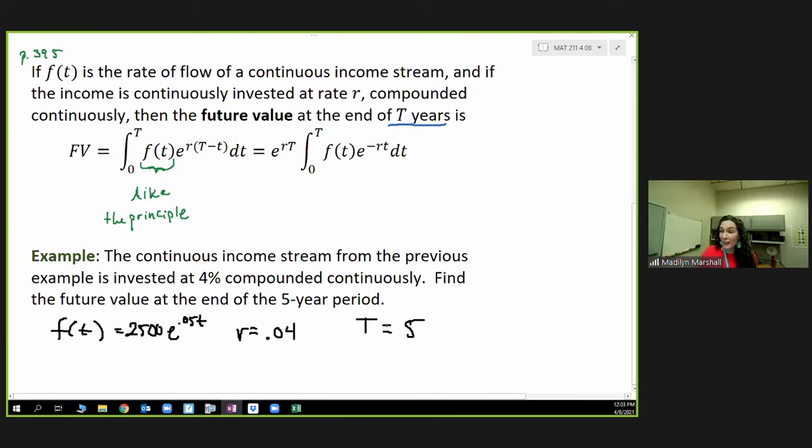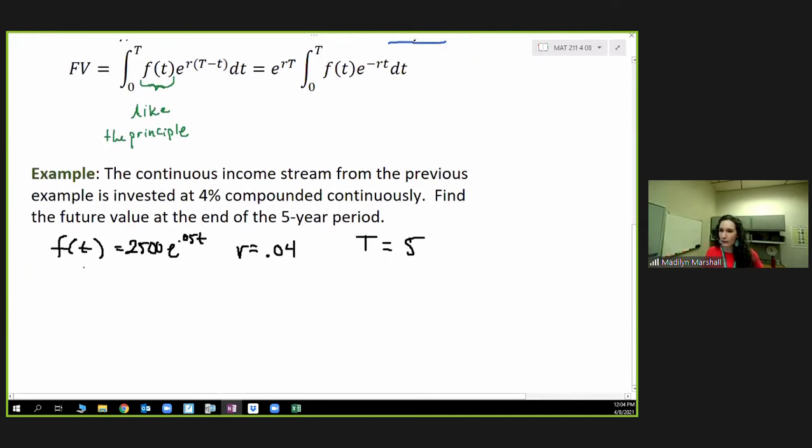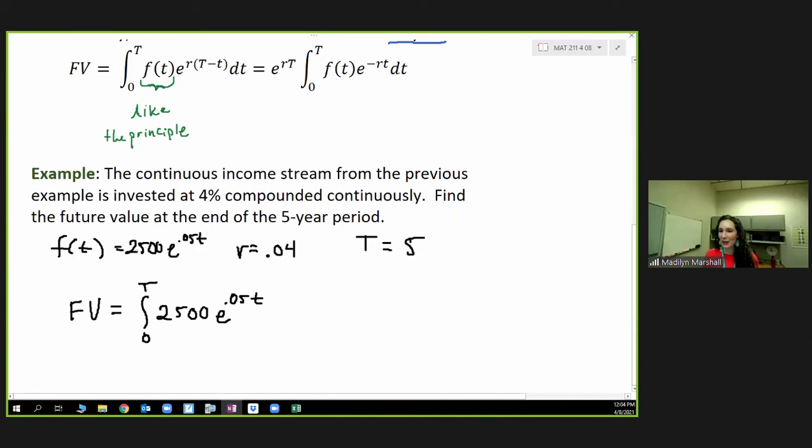So once we know all of that, it's really just a matter of plugging it all in. So let's do that. Future value is, I'm just going to use the first statement, but you can use the other one if you want. We need to be really careful here. It's easy to get confused with the e's. So this e that I just wrote is a part of the f of t.